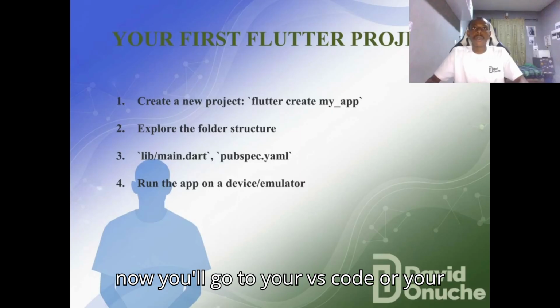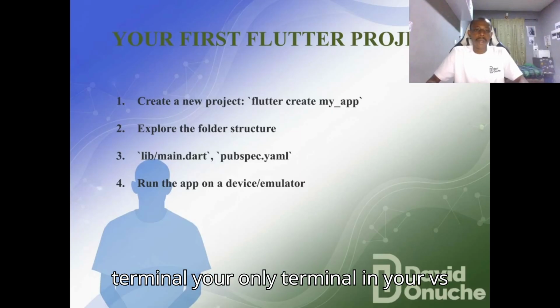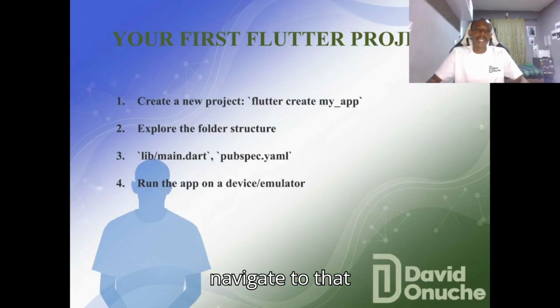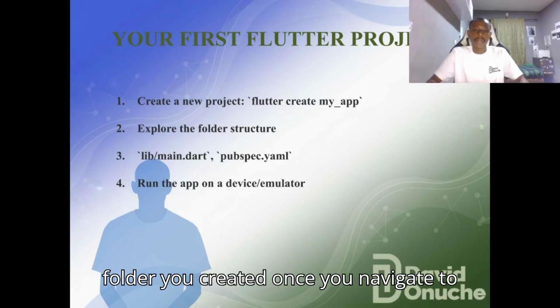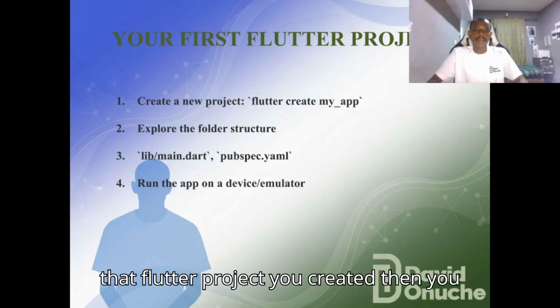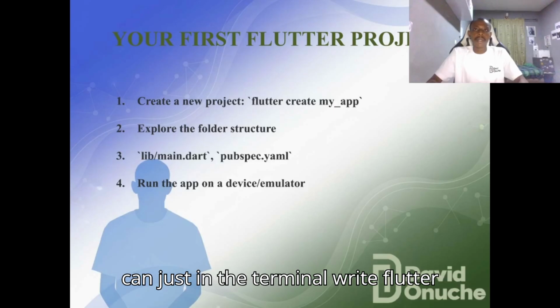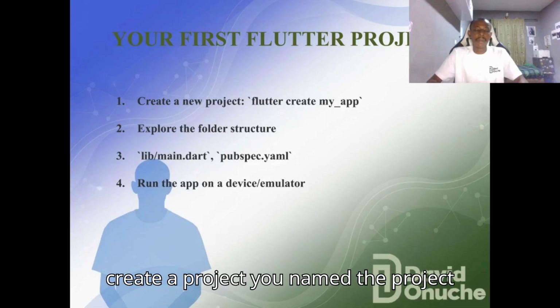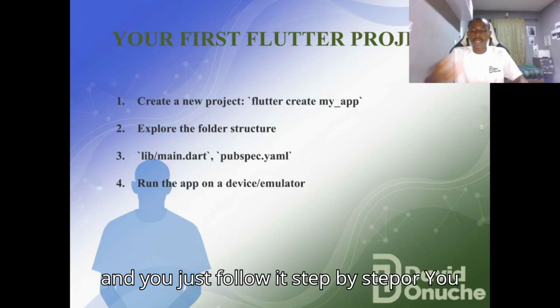Now you go to your VS Code or your terminal. In your VS Code, you go to the terminal. You want to navigate to that folder you created. Once you navigate to that folder, then you can just write in the terminal flutter create dot. Then it's going to create a project. You name the project and you just follow it step by step.